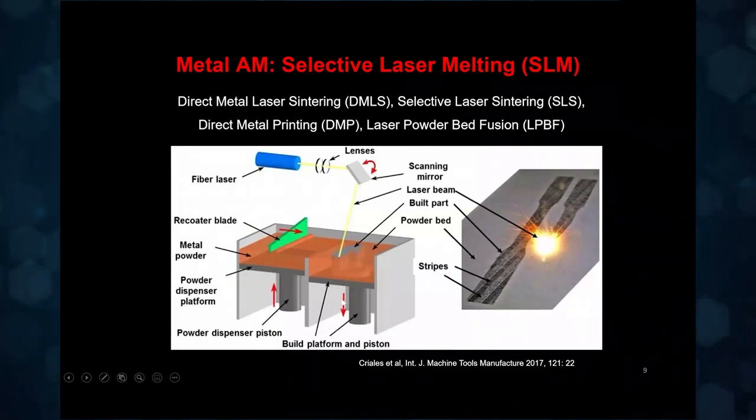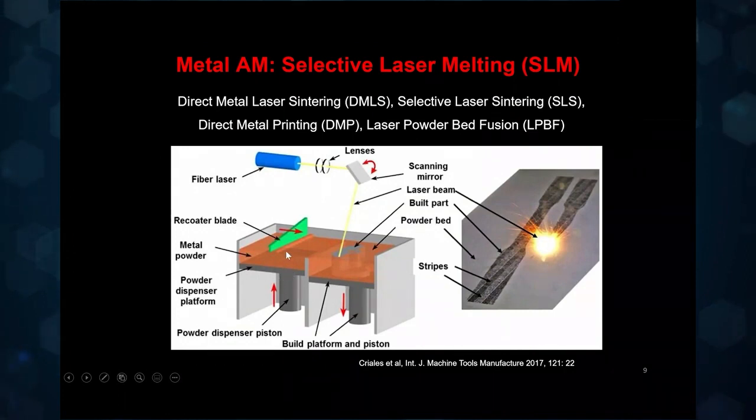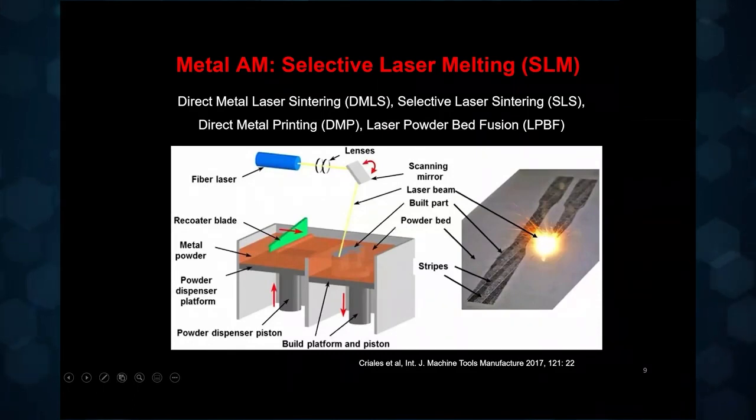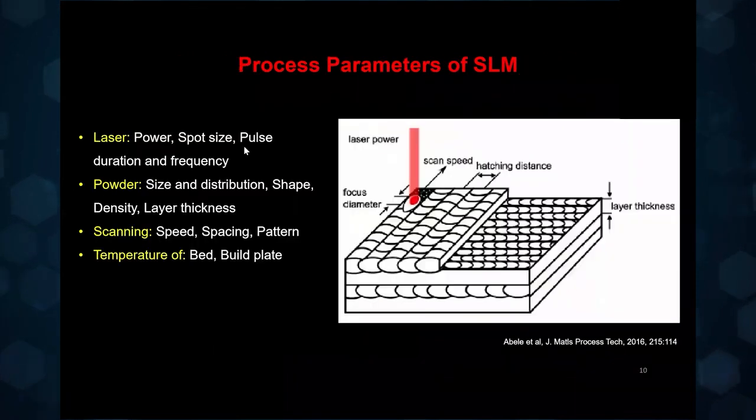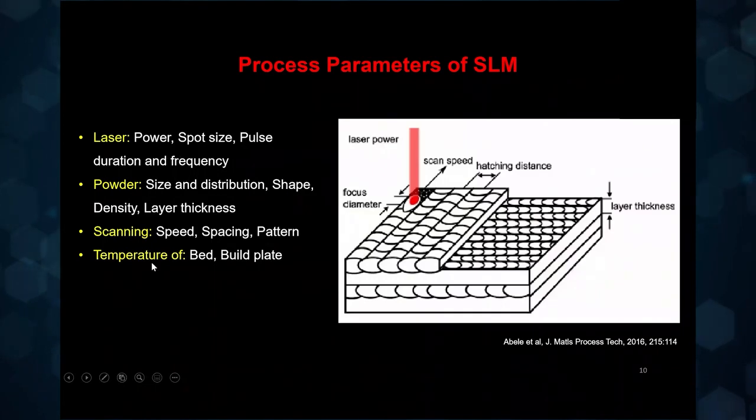And so then in the next step, this build platform moves down by a small height, and this powder dispenser platform moves up again a little bit. You recoat it with another layer, and you keep repeating this, and that way you keep building it up layer by layer. When you try to do this kind of process, there are lots of parameters that one can play with. There are parameters related to the laser, like its power, the spot size, its duration, frequency, and so on.